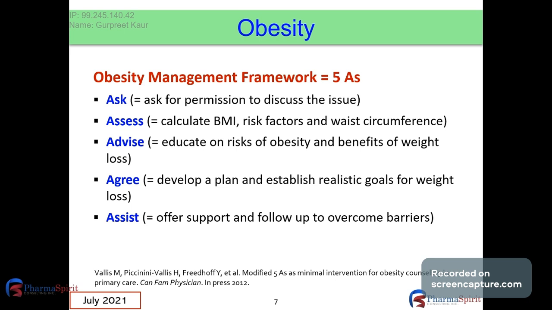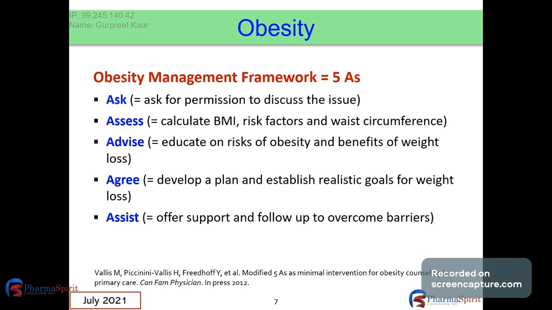Now, there is what we call the obesity management framework, which was suggested by Vallis and others. It depends on using 5 A's. First one is ask the patient for permission to discuss the issue, and make sure that you don't become judgmental. So you don't talk about eating habits.